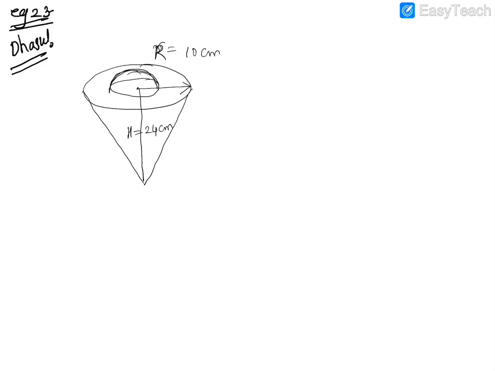And I'm writing it directly now that if you find the slant height using that formula, it will come to 26 centimeter slant height. Now, after this, they are telling us that there is a small hemisphere whose diameter is 10. So what is the radius of this hemisphere? It's equal to 5 centimeter. That's the radius of the hemisphere. Got it?